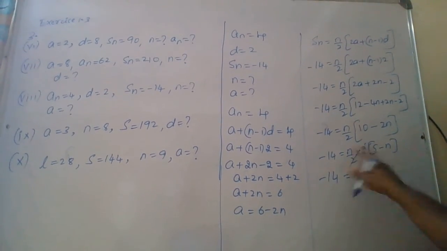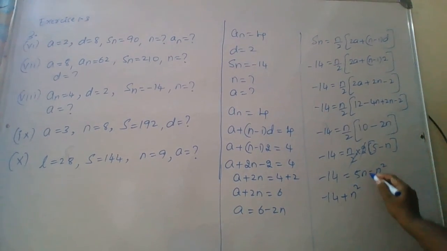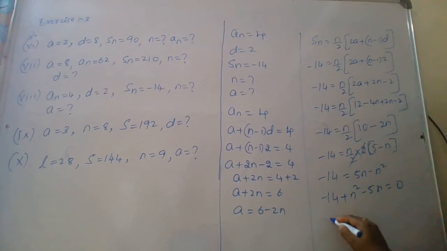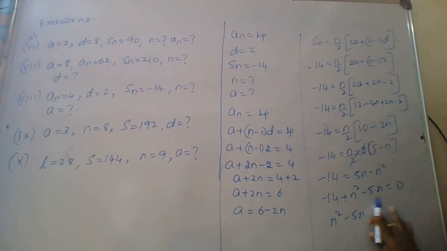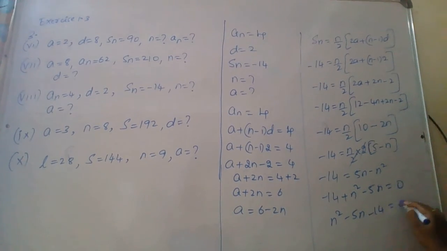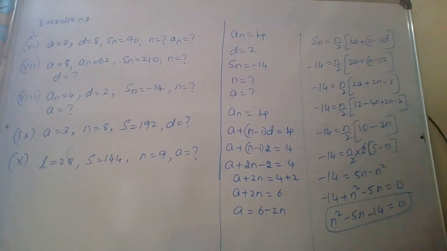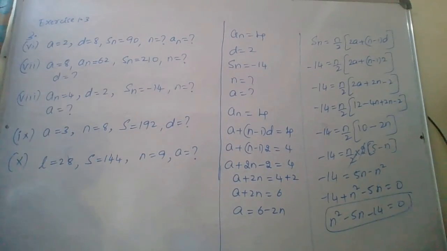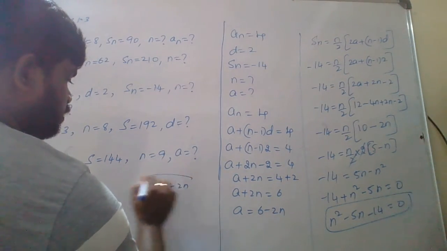So let me send it to the other side. Minus 14 minus n square to the other side will become plus n square. Plus 5n to the other side, minus 5n, equal to 0. Rearrange this: n square minus 5n minus 14 equal to 0. You got the quadratic equation. So if you solve this quadratic equation, you will get the value of a and d. Let's remember this and write it somewhere here: a is 6 minus 2n.